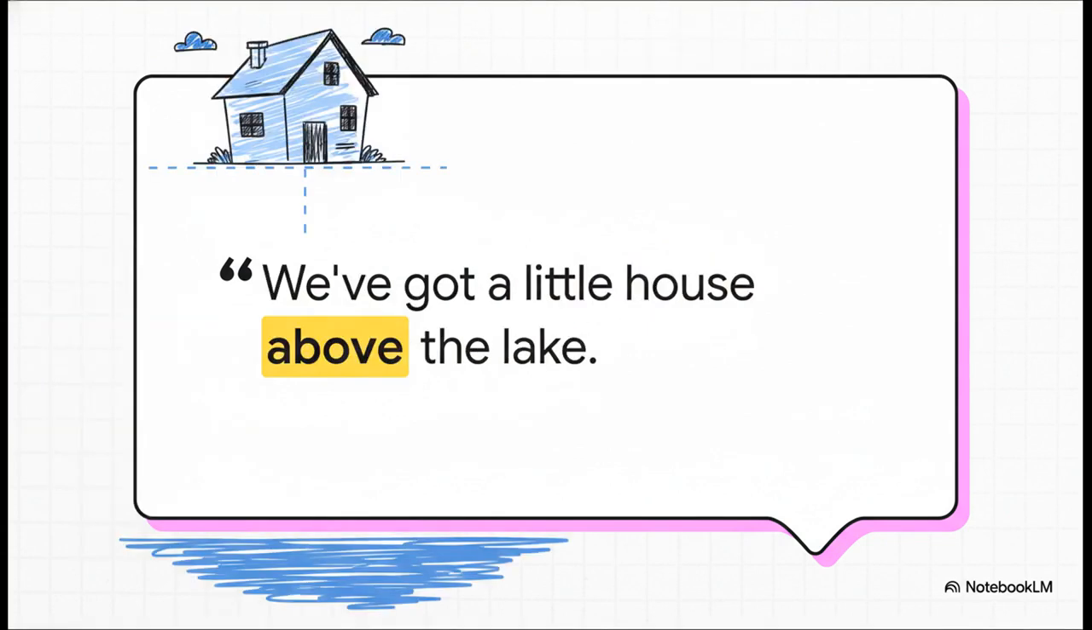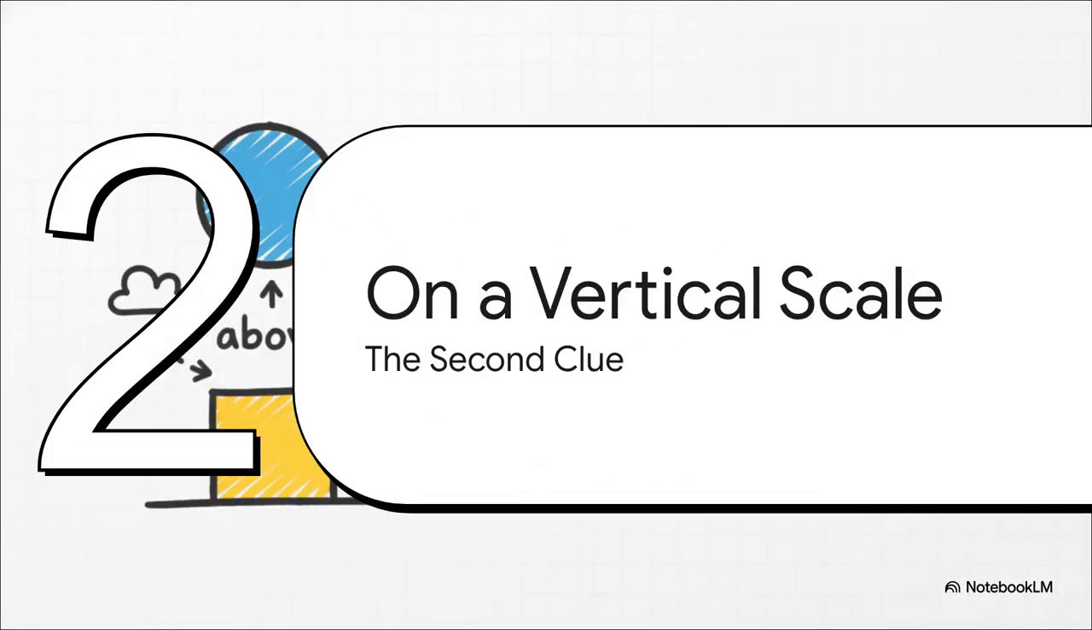Now let's flip it. We've got a little house above the lake. The house is definitely higher than the lake, but it's not touching it. There's a space, a hillside, some air, whatever, between them. And that space is exactly why we use above. Saying it's over the lake would kind of make it sound like it's built on stilts right in the middle of the water. Okay, so that handles physical objects pretty well.